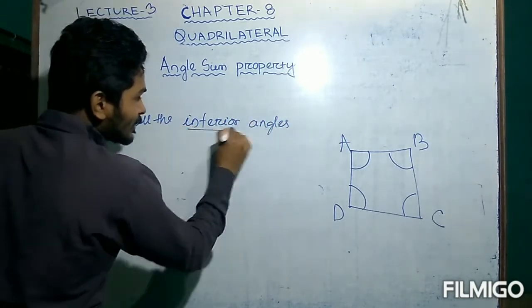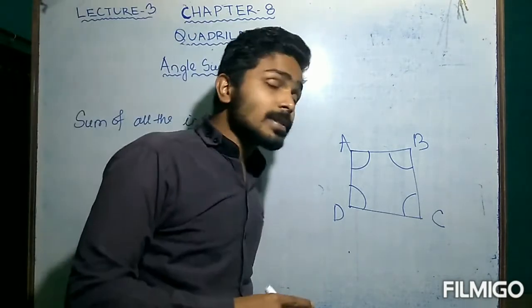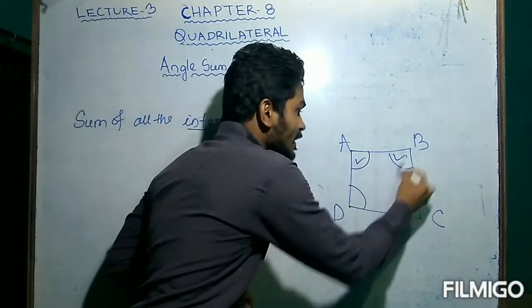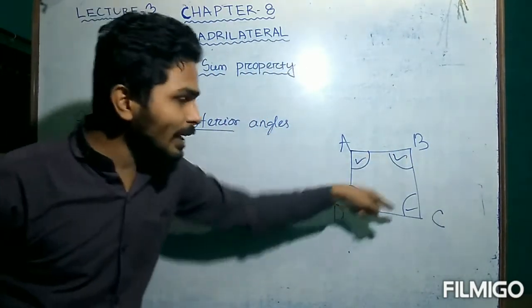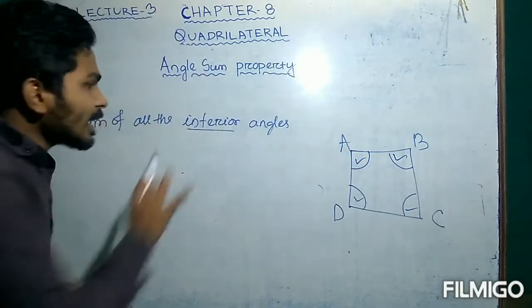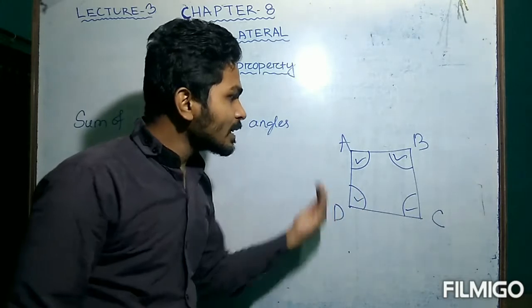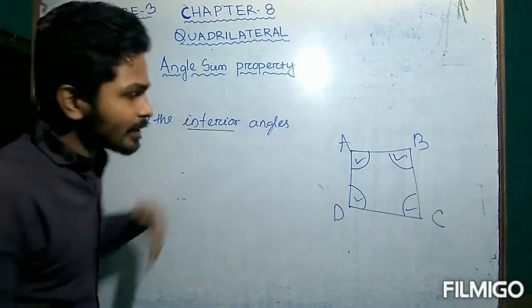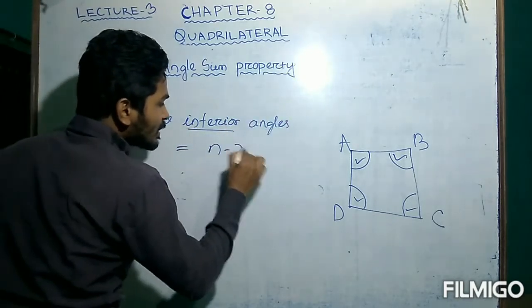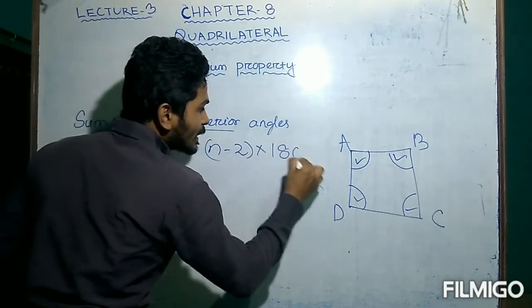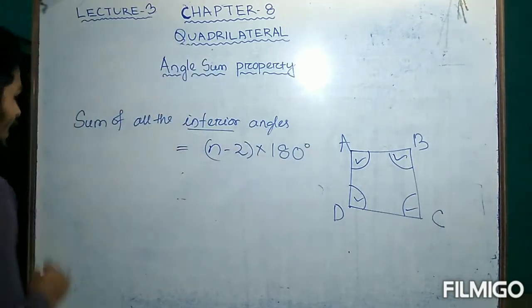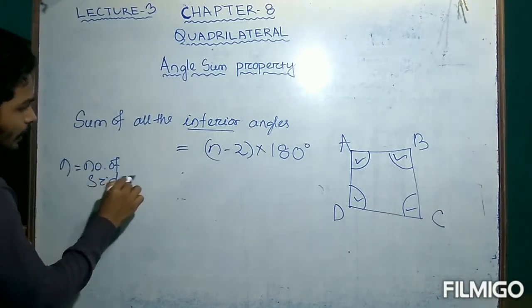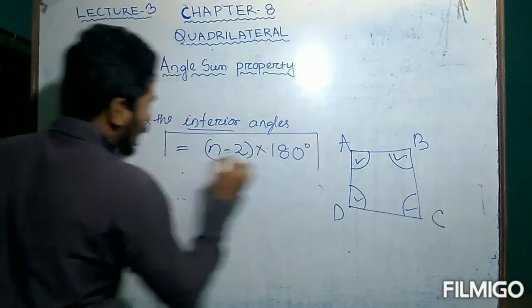As you can see, there is a term interior. Interior means the angles which lie inside the figure are known as interior angles. Since these four angles lie inside the figure, these four angles A, B, C, D are known as interior angles. And the angle which lies just outside it is known as an exterior angle. So the sum of all the interior angles formula is (n minus 2) into 180 degrees, where n means the number of sides. Right? So this is the formula.